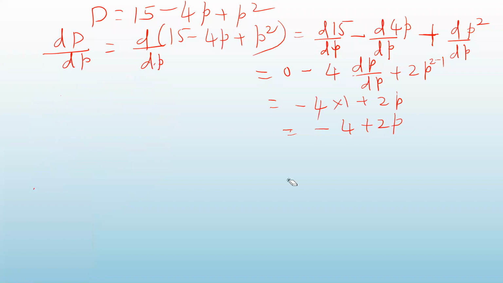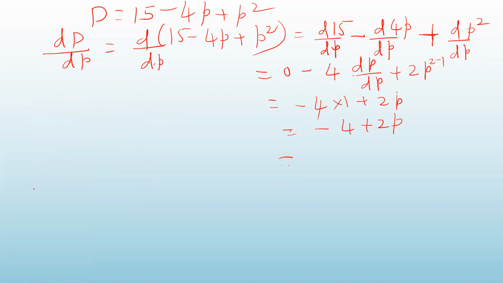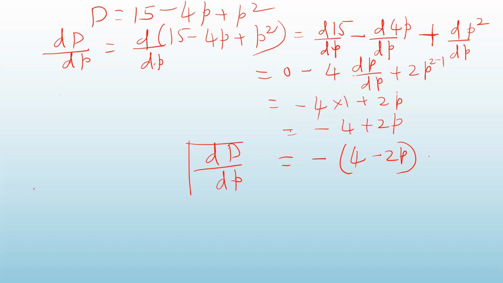What I'm going to do here, let us just take the minus sign out, common. Okay. You will come to know why I'm doing this. So take minus out. What will you get in the bracket? From here 4. And from plus 2p, if I take out minus, I'll get minus 2p. Minus into minus will give you plus. So this is what I got, derivative of d with respect to p.